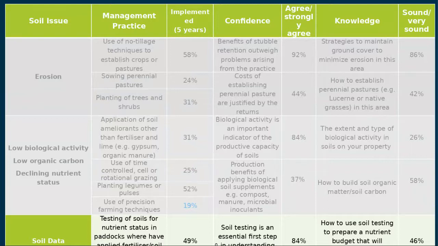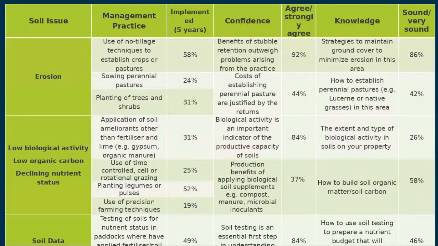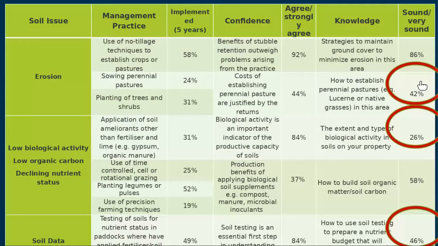We presented this back for the strategic plan to be able to have real input. But there's some really important things in there, and highlights of areas that the group can work on. In terms of erosion, only 42% knew how to establish perennial pastures. Only 26% knew anything much at all about, or claimed to self-report knowledge of, the extent and type of biological activity in their soils, and only 46% were really confident doing soil testing.